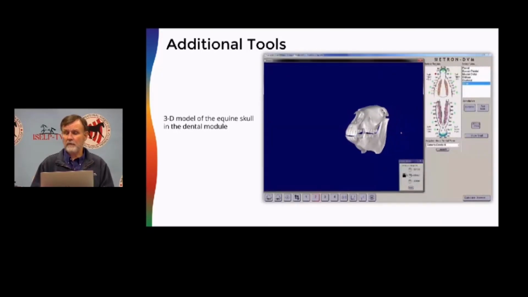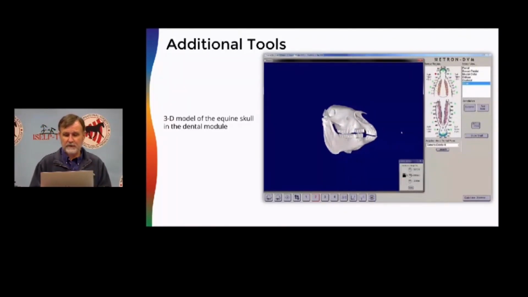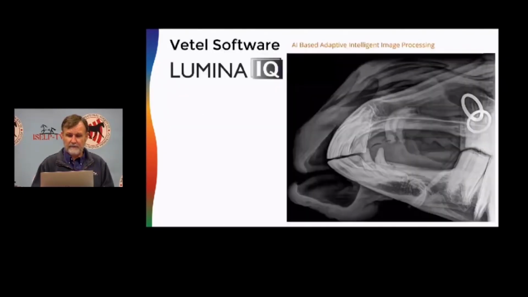We also do it for the equine skull. Dentistry is another growing area, especially in 3D imaging, and we do a conical model of that as well.